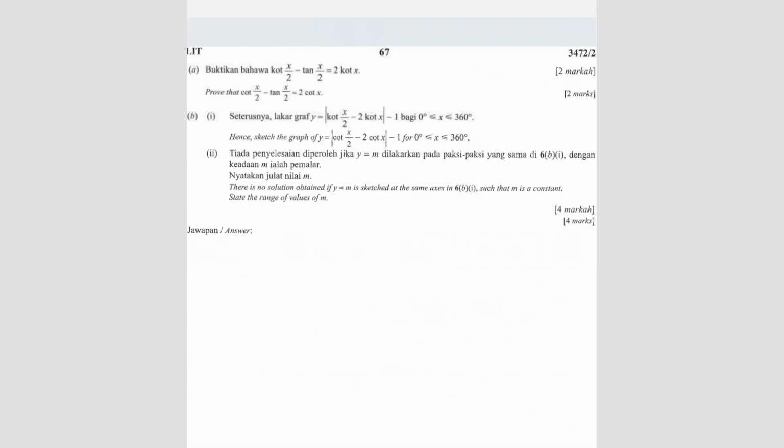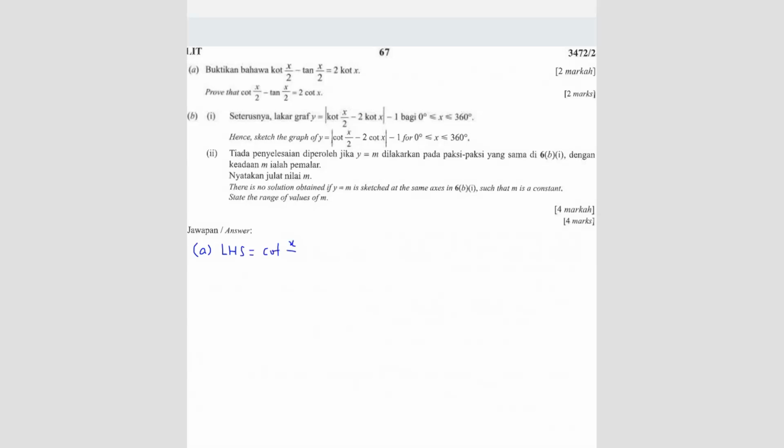So first we always start with the left hand side, because we always start with the more complex side and then we try to simplify it. Because it's harder for you to expand compared to simplifying. So we always start from the left hand side.